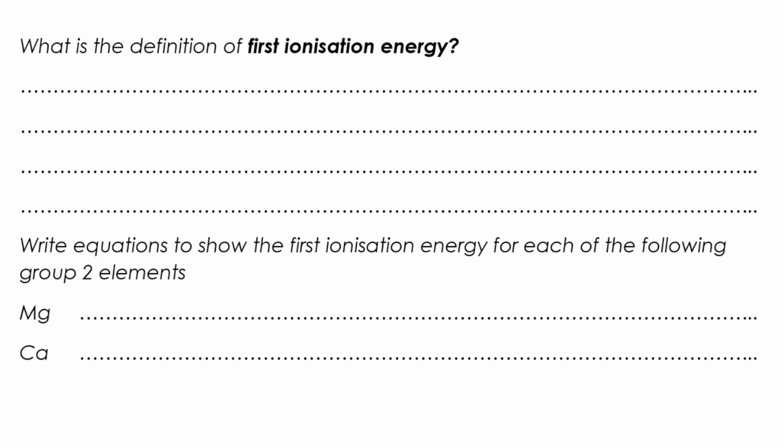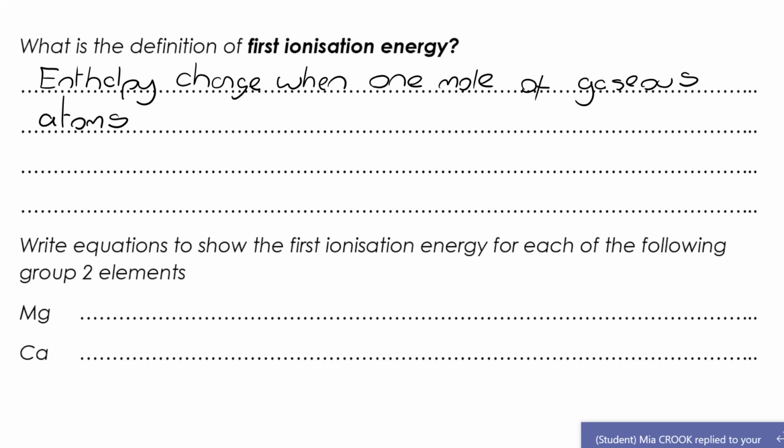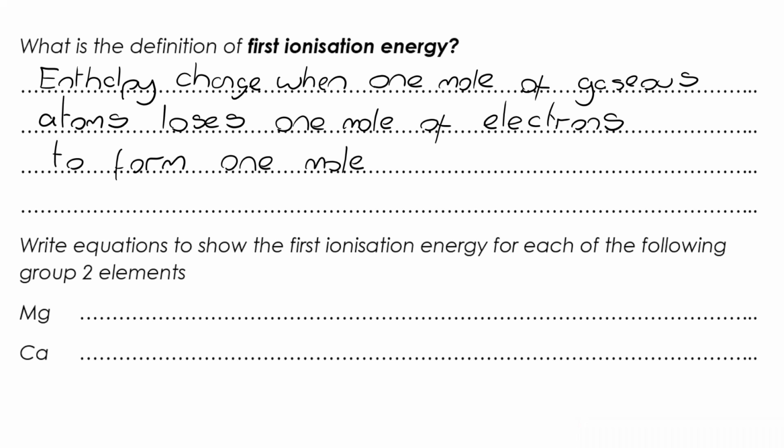Now, definitions are the foundation to your learning. If you know the definitions, you've got straightforward marks you can pick up, but you also have access to the more difficult questions. So let's look at the definition. It's quite a big one, and you do have to be specific. It's the enthalpy change when 1 mole of gaseous atoms loses 1 mole of electrons to form 1 mole of gaseous ions with a +1 charge. And I've brought that up in stages to emphasize that we really need every component of that to have the definition perfectly.